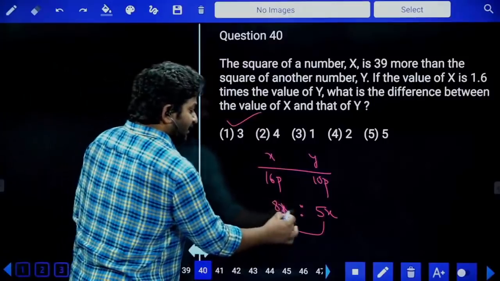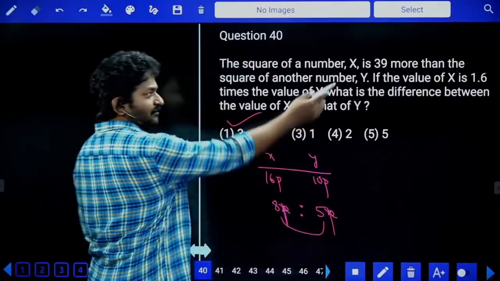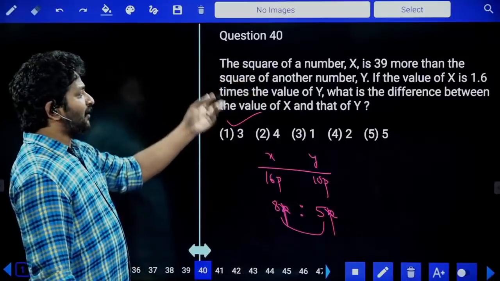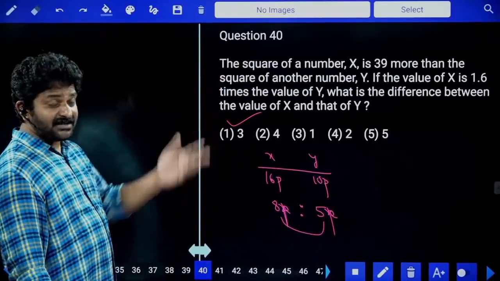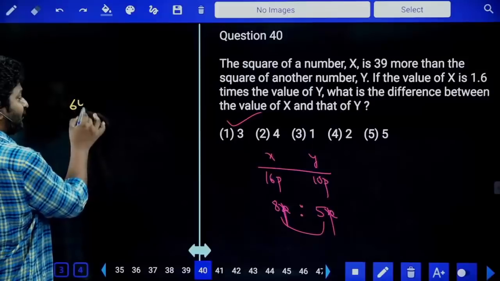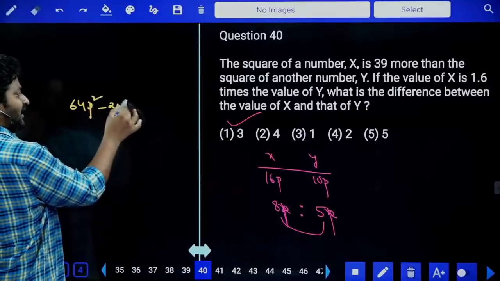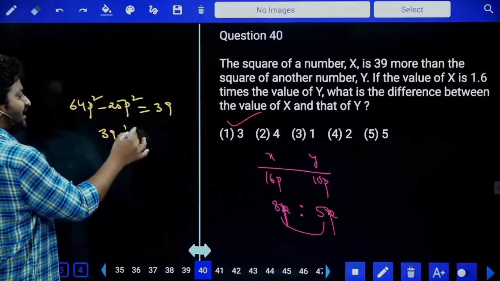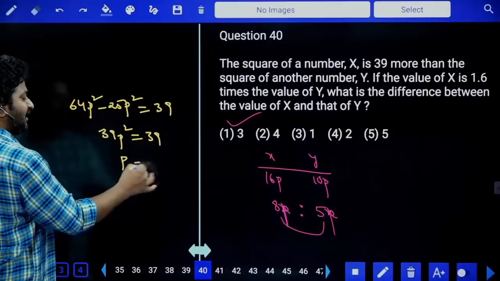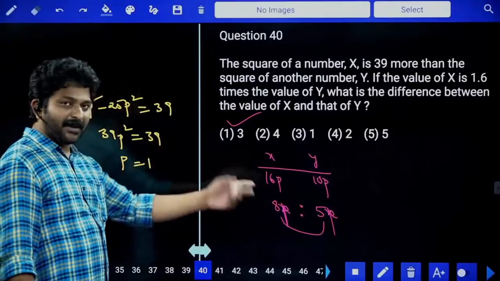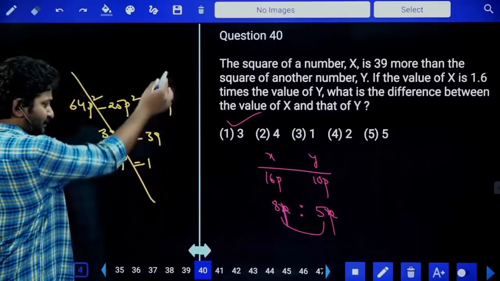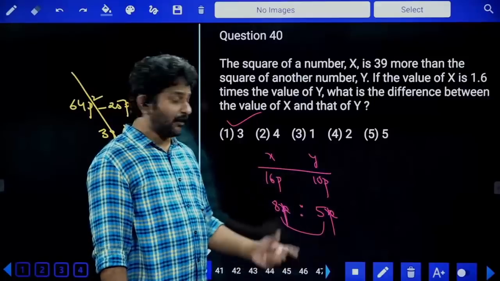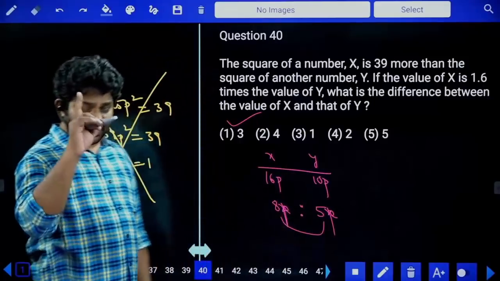Otherwise, treat it as 8 parts and 5 parts. The 1.6 times condition is satisfied. The square of x is 39 more than the square of the other number, that means the difference of the squares is given. Here it is 64p² and 5 squared is 25p², and the difference is equal to 39. From this, 39p² is equal to 39, so p² is equal to 1, p is equal to 1 and the difference is 3 parts, which is equal to 3. You don't have to do this simplification, that's what I'm telling you. After getting the relation in terms of ratio, we got the difference as 3 parts. That has to be a multiple of 3.